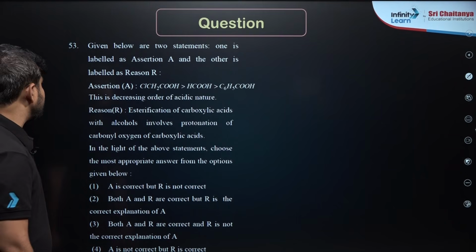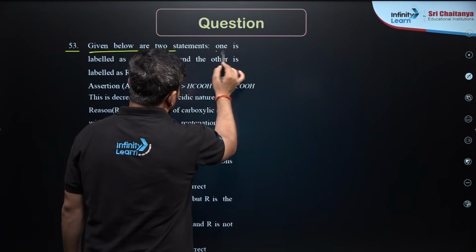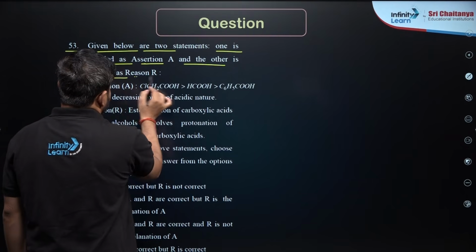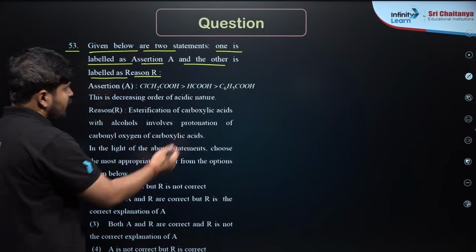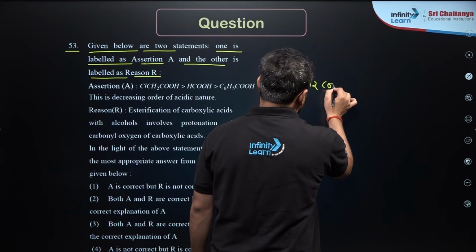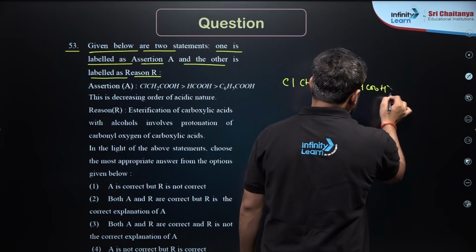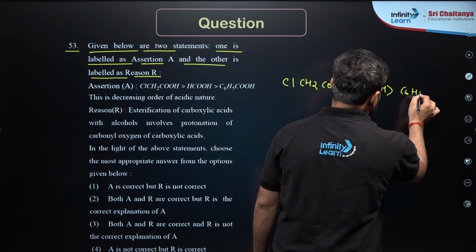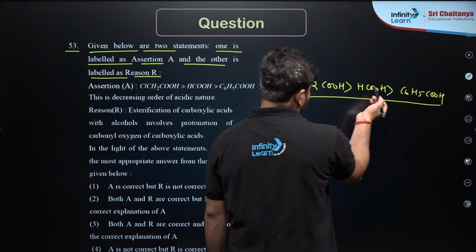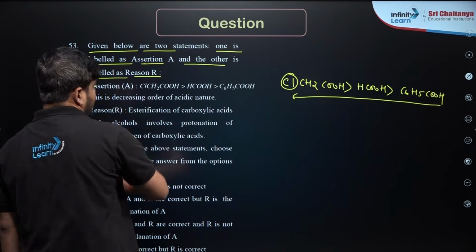Now I am coming to the next question. See this one, 53. Given below are two statements, okay, we have two statements. One is labeled as assertion A and the other is labeled as reason R, okay. So now what is given in the assertion? In the assertion, one point is given: ClCH2COOH is greater than HCOOH, and after that C6H5COOH, this is benzoic acid. So this is definitely the increasing order because here Cl is given and this is formic, this is benzoic, okay. So this is the increasing order of acidic nature, the assertion is okay, this is correct only.